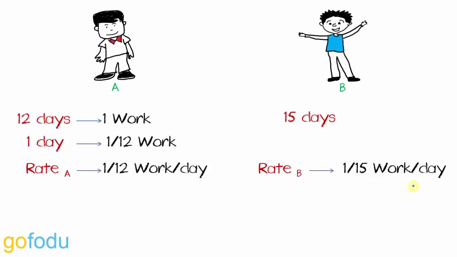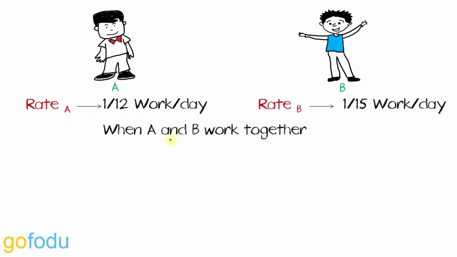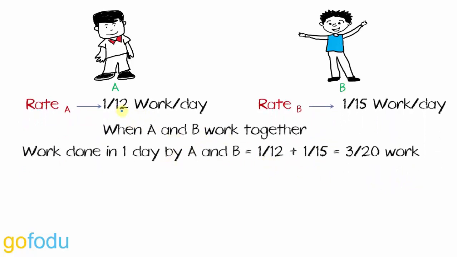When A and B work together in one day, they will finish... we will simply add their rates. When A and B work together, they will finish 1 by 12 plus 1 by 15. That comes out to be 3 upon 20 work. We can directly add their work done in one day. See, days cannot be added directly, but work can be added. You can finish half the work, I can finish half of the work, and we can add and say that the whole work is finished now.